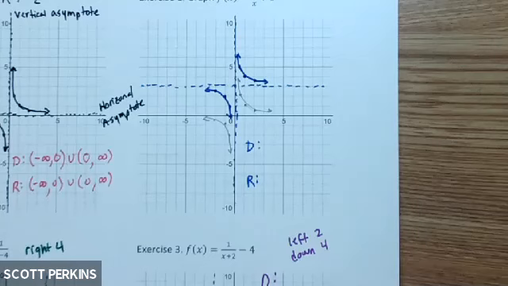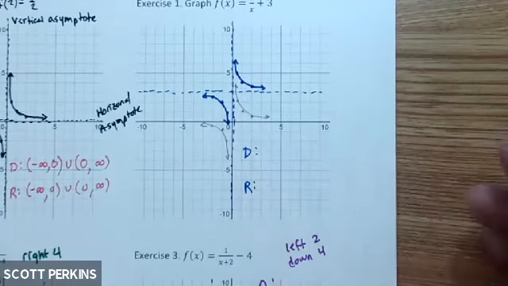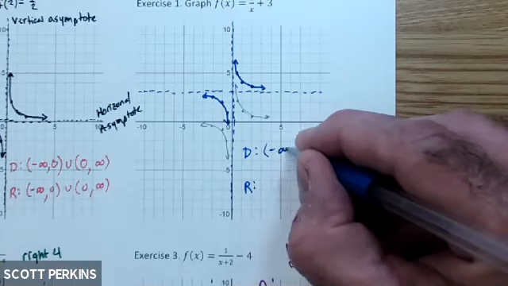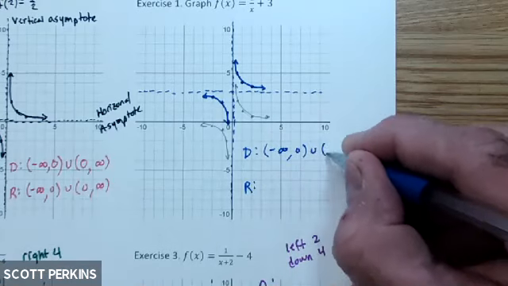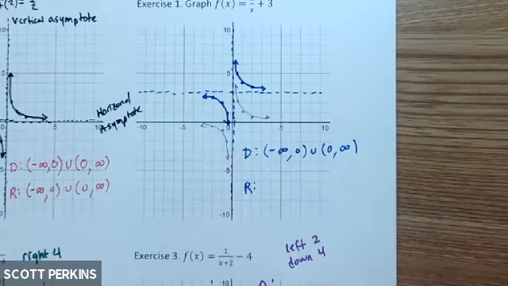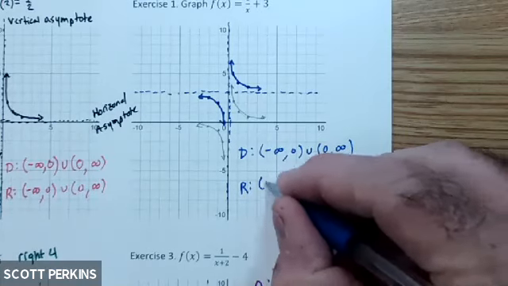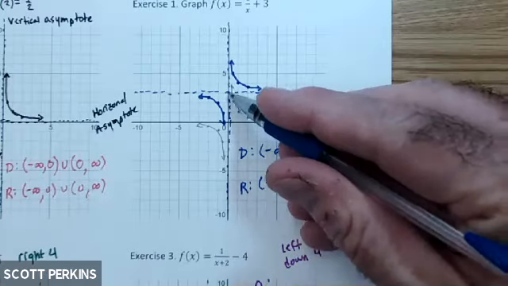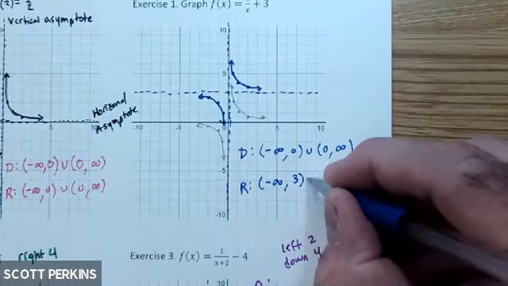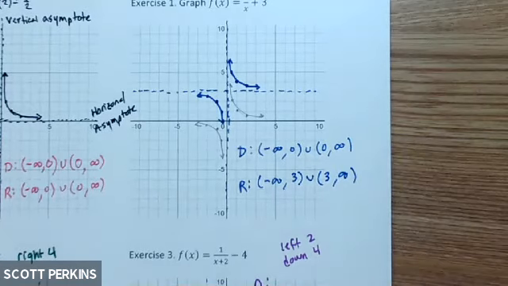All right, so the first one, exercise 1, we moved it up 3. So it has not been moved left or right at all, and you can see that from the picture. So the domain stays negative infinity to 0, union 0 to infinity. We still have that vertical asymptote right there in the middle of the graph. The range, since I slid the whole graph up 3, changes slightly. So we have negative infinity all the way up to that horizontal asymptote of 3, and then union 3 to infinity. So that is the first one, domain and range.